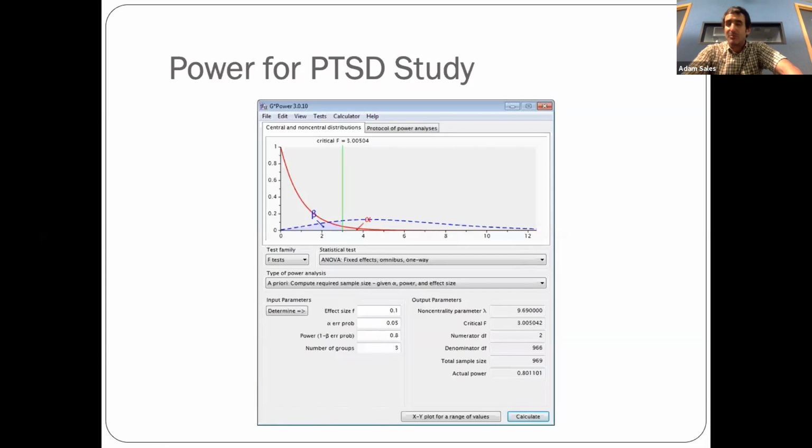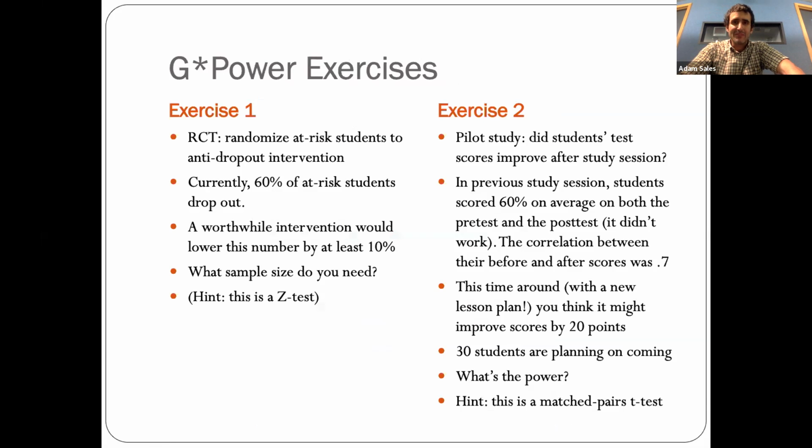That's kind of that example played out. And I was able to use G*Power because it's a very simple design. Now, y'all want to try a couple of things? I wrote a couple examples you can do. I think it's all kind of self-explanatory here. The first one is choosing a sample size for an RCT.